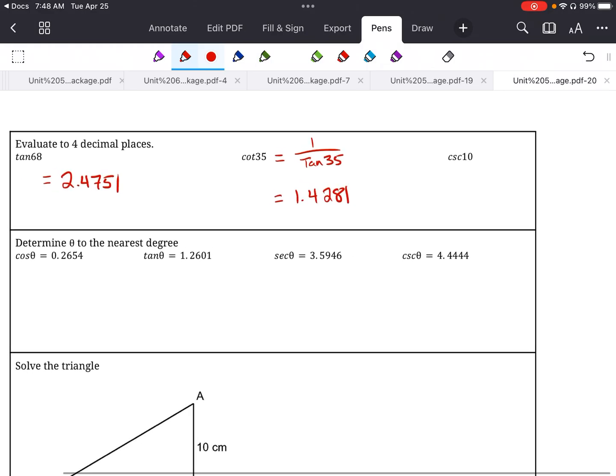And same with cosecant, so we know cosecant is the reciprocal of sine. So this is 1 over sine 10, which is 5.7587.